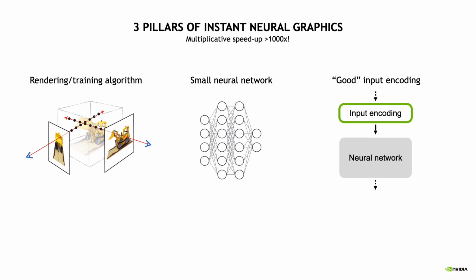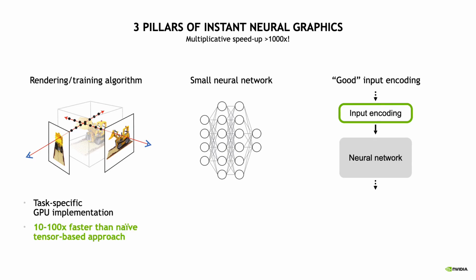To summarize, in order to get instant training and rendering, we had to be mindful of the entire stack, from the rendering algorithm to the neural network and the input encoding. Only by having detailed knowledge about each of these steps could we know that there was, firstly, potential to improve each of them, and secondly, that the improvements would compound multiplicatively in the way they do.